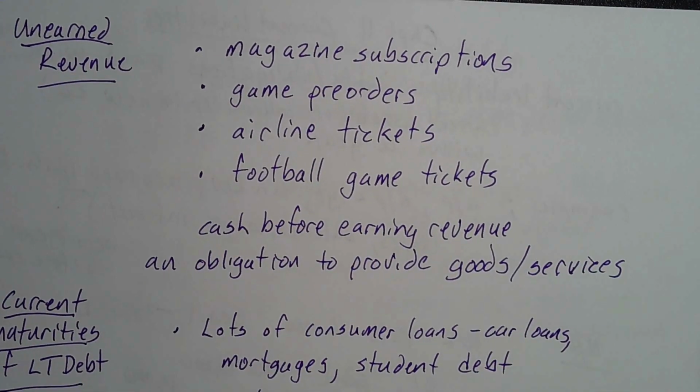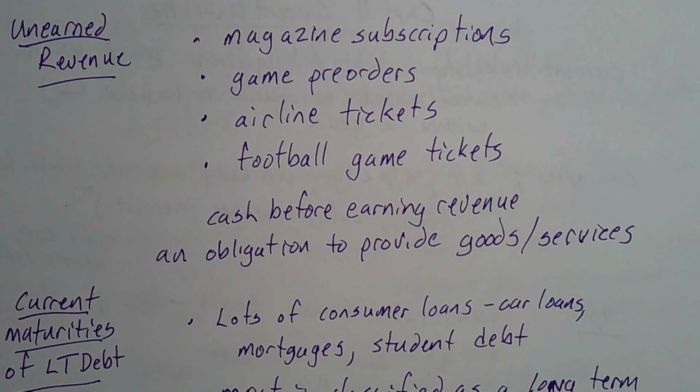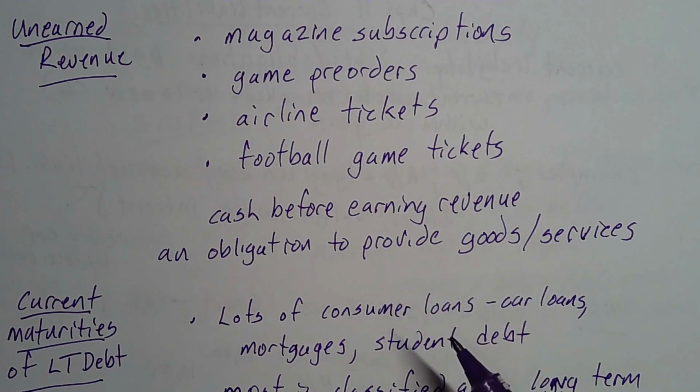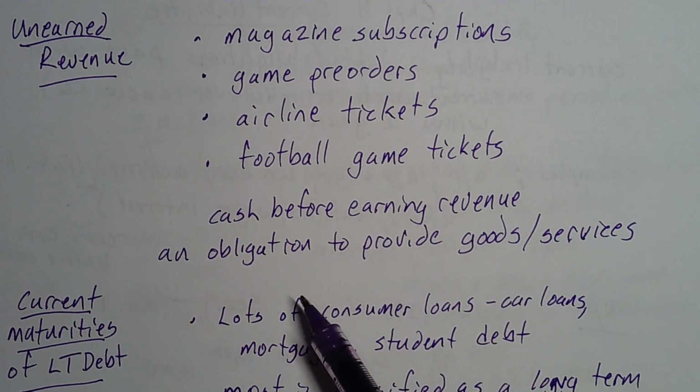Another, as we continue on through the list, unearned revenue. We don't really have much in the way of calculation. This is more just knowledge. Magazine subscriptions, game pre-orders, airline tickets, anything that we receive the cash before we provide the goods or perform the services. Football game tickets. So what does that mean?